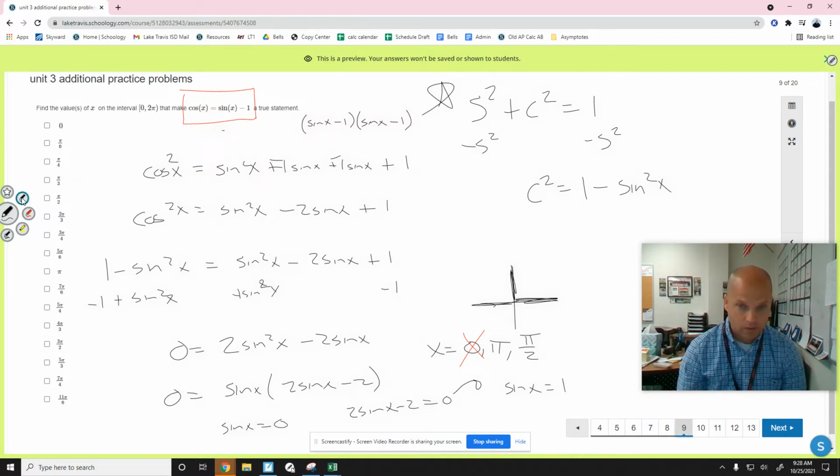Let's check pi over 2. Cos pi over 2 equals sine pi over 2 minus 1. Cos of pi over 2 is 0. Sine of pi over 2 is 1. 1 minus 1 is 0. That works. So 0 doesn't work, but pi and pi over 2 do.